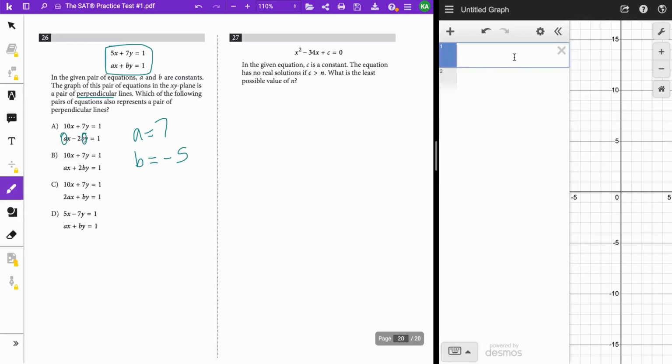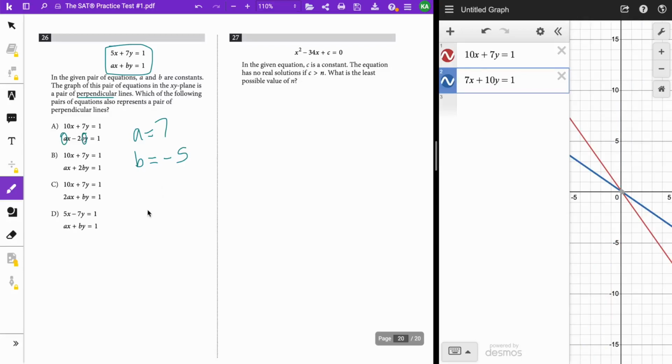We found what we needed from it. And let's type in the first answer, A. 10x plus 7y equals 1. And then a is 7, so we get 7x minus 2 times negative 5, so that would end up being plus 10y equals 1. Question is, are those perpendicular? Clearly not, so A is wrong.